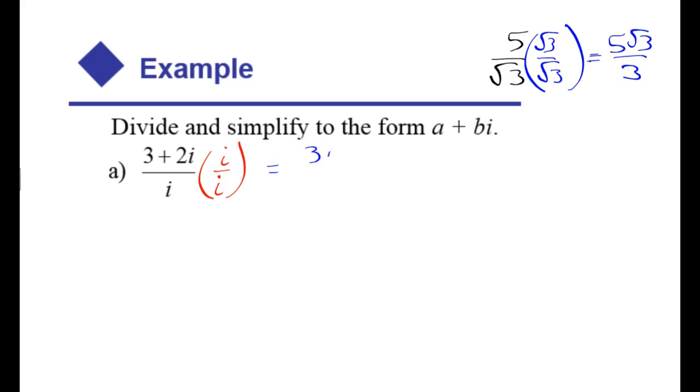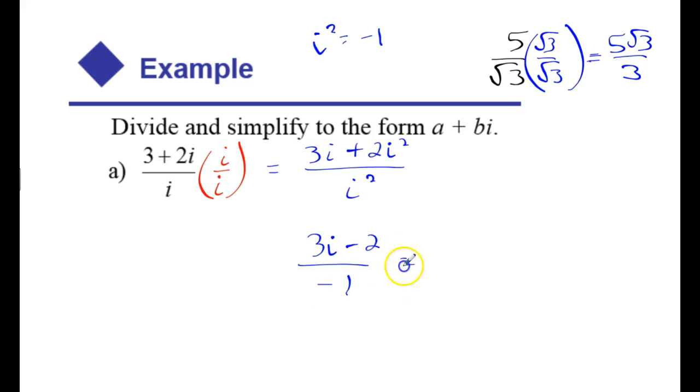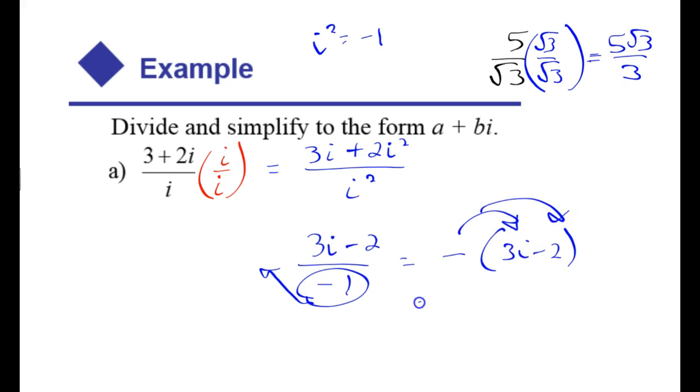So distributing, I get 3i plus 2i squared all over i squared. But remember, i squared is always defined as negative 1. So this really becomes 3i minus 2 over negative 1, which normally we probably would throw this negative 1 out front and make it the opposite of 3i minus 2, which, if you distribute, becomes negative 3i plus 2. And if you write it in a plus bi form, we'll say maybe 2 minus 3i.